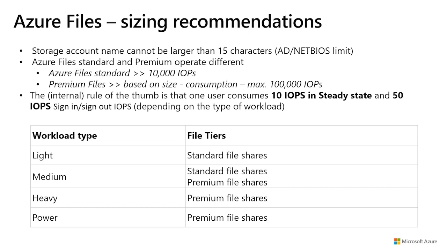So with Azure Files Standard, you can fit 10,000 IOPS per storage account, and Premium can fit 100,000 IOPS per storage account, and the latency is lower as well. Internally, we have a rule of thumb, documented on the aka.ms/FSLogix best practices page: in a steady state, a user normally consumes roughly 10 IOPS in an idle state, and 50 IOPS during the sign on and sign off process.